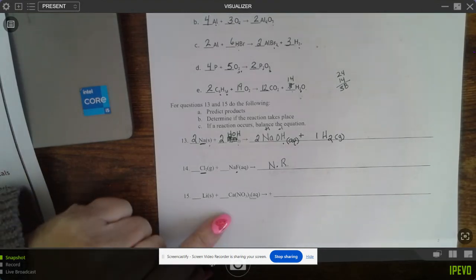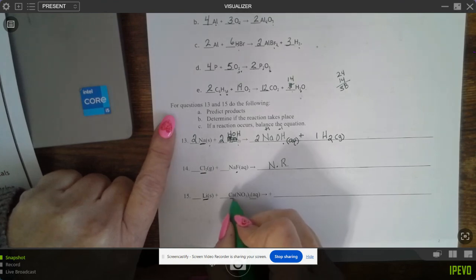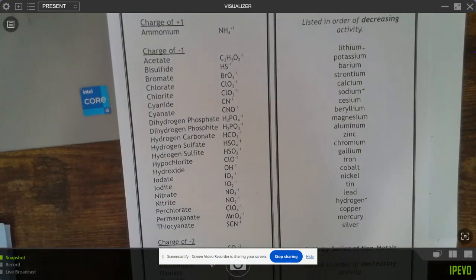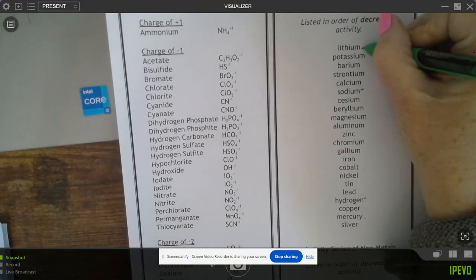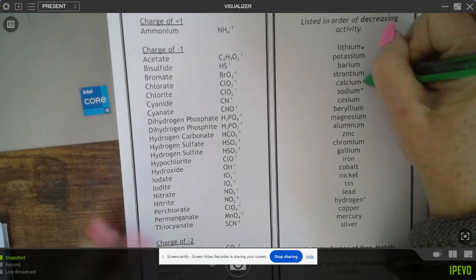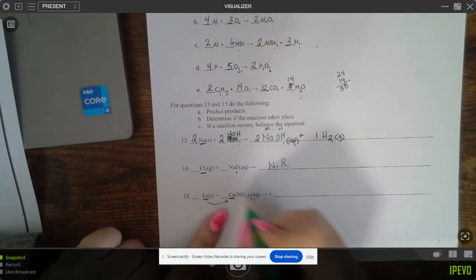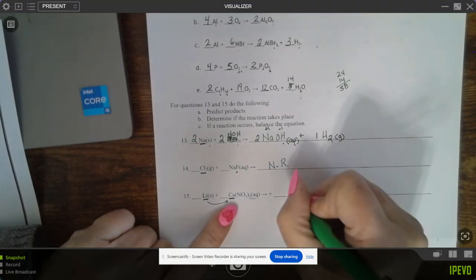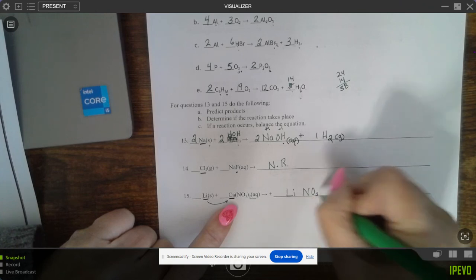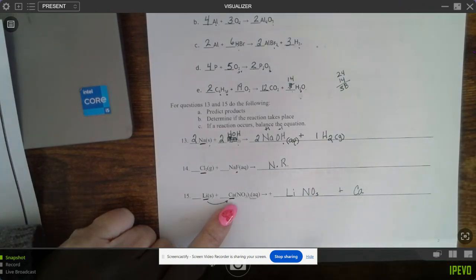All right. Last one, we have lithium and we have calcium nitrate. So we need to compare lithium and calcium in our activity series. Oh yeah, lithium is all the way up here at the top. So lithium is going to end up in the compound. Calcium is going to end up by itself. Which means lithium is going to take calcium's place. So we're going to end up with LiNO3 plus Ca. Now, we can't just leave it at that.